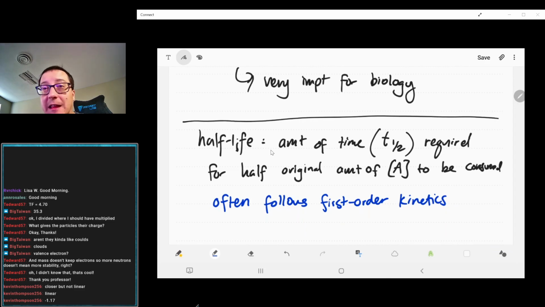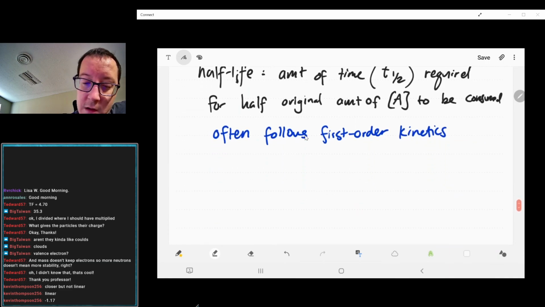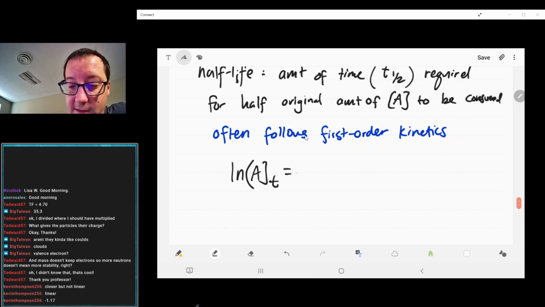Although you technically can have half-lives that work in terms of zero or second-order kinetics, so we kind of have options here. With regard to half-life, if we take our first order kinetics, we have our negative kt plus ln A0.